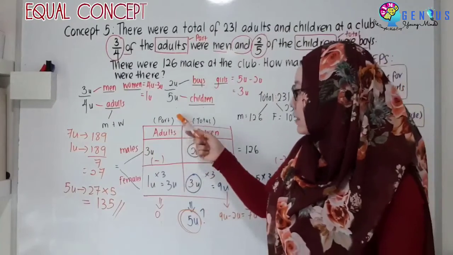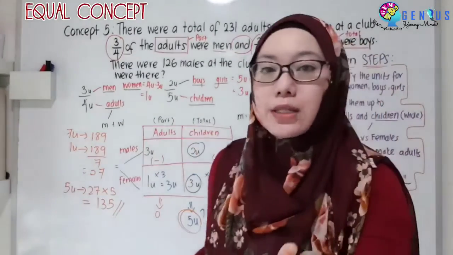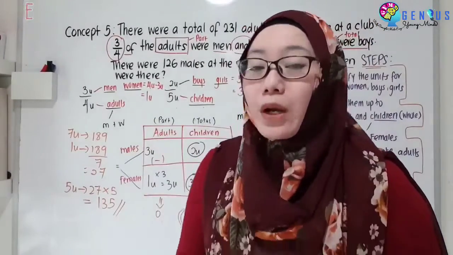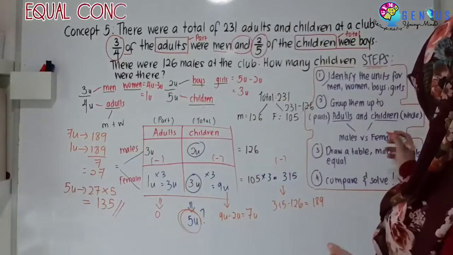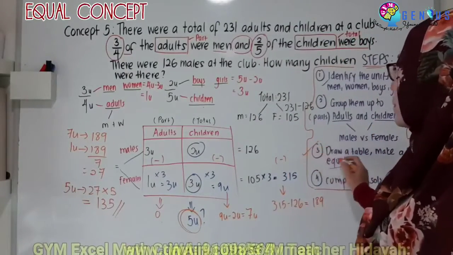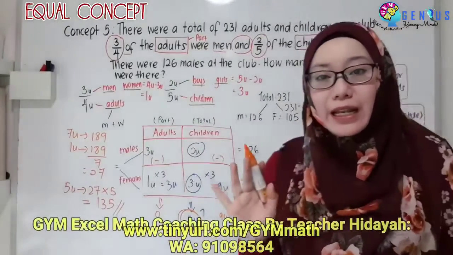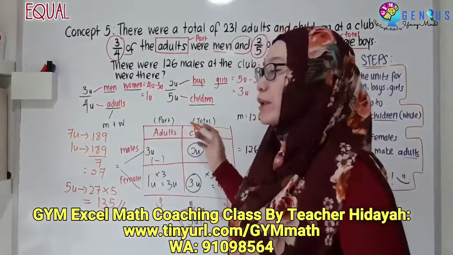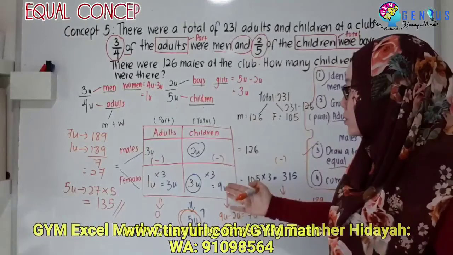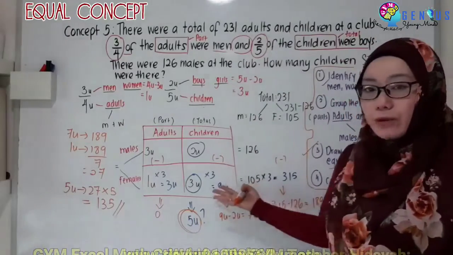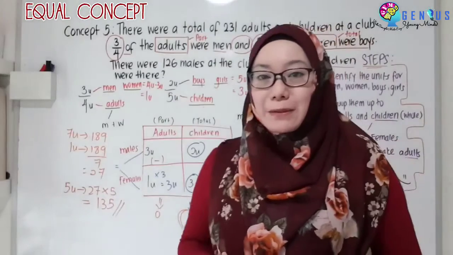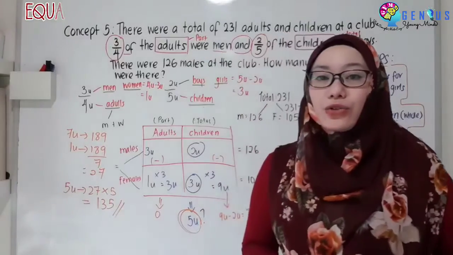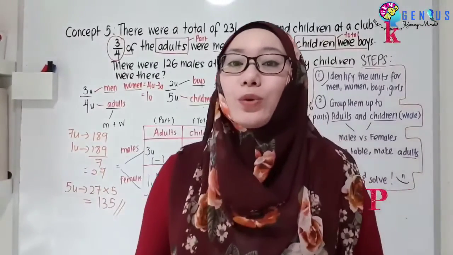So you can see that adults is under the part, children is under the total. Equal concept, the part column must always be the same. Once you get that, can you see here? The adults is equal, so the part must always be the same. Once you establish that, then you can solve the question. In this case, I get rid of the adults and then I compare between the males and females, and then for the children, and then I get the answer. So the question here is how many children were there? I have 135 children in the club. So try out this question.